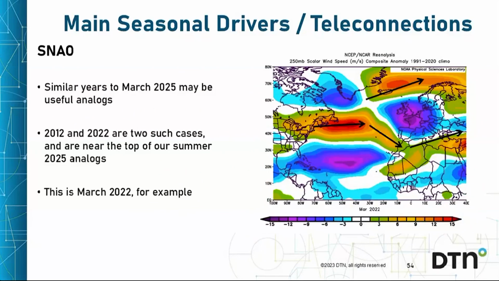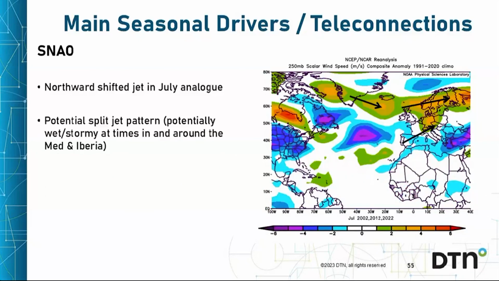Now we can utilize this as an analog if we can find similar years to March 2025, and it so happens that there are at least a couple of years with such a split and north shifted jet during March, and two of those were 2012 and 2022. These are already among our analogs for 2025 for other reasons and got promoted closer to the top. So let's take a look at those analog years, apply them to July. It shows a northward shifted jet, but would also come with some hints of a risk of a split jet with an active period in the Mediterranean.